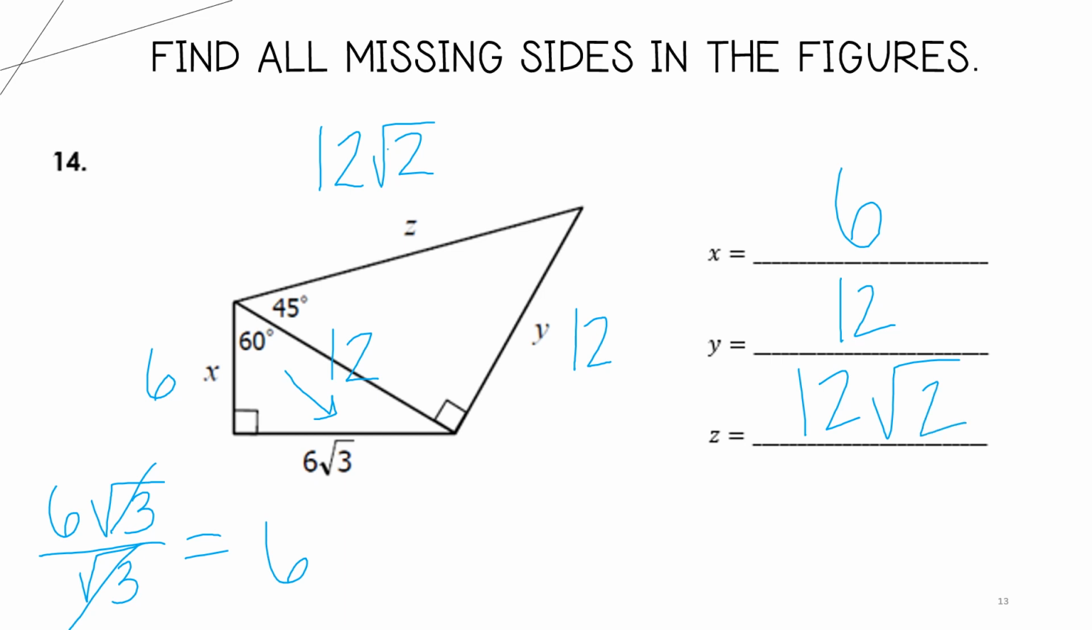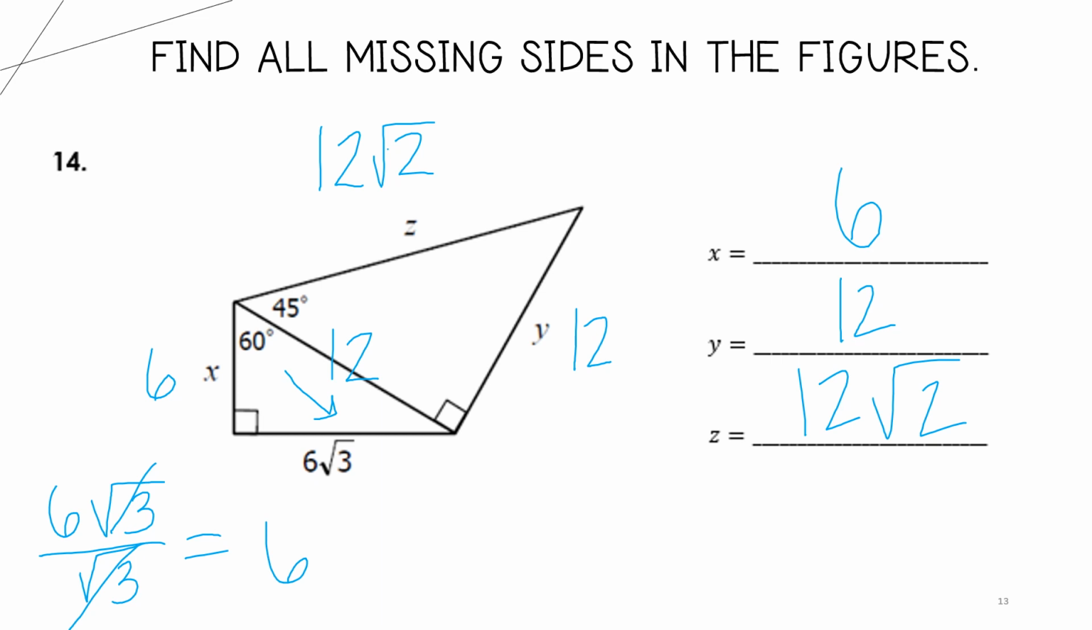And that is all for special right triangles. Just make sure you know your relationships between the sides and the hypotenuse in both a 45, 45, 90 and a 30, 60, 90. In the 45, 45, 90, it's isosceles, so the legs are x and x, and then the hypotenuse is x root 2. So if you have the legs, multiply by root 2. If you have the hypotenuse, divide by root 2.